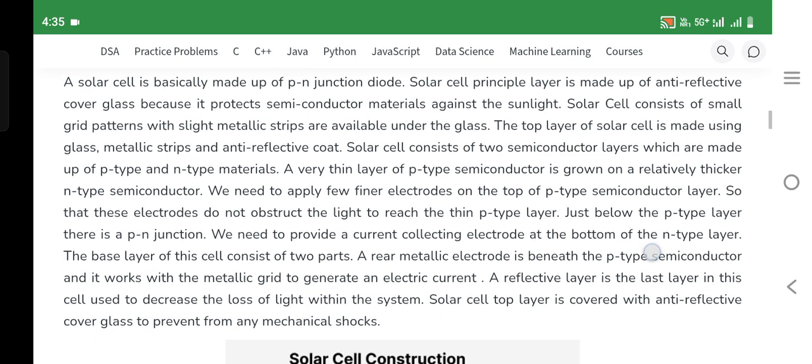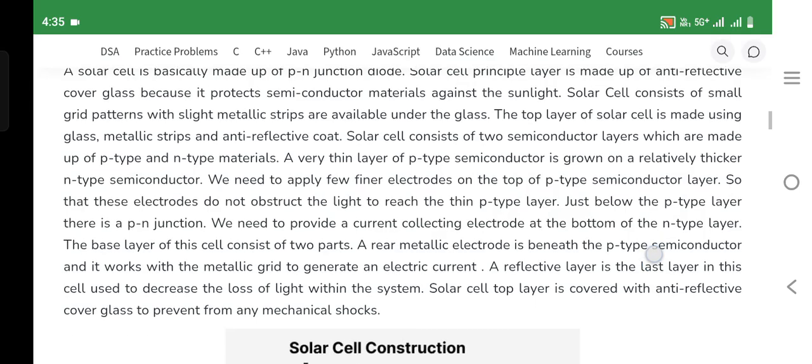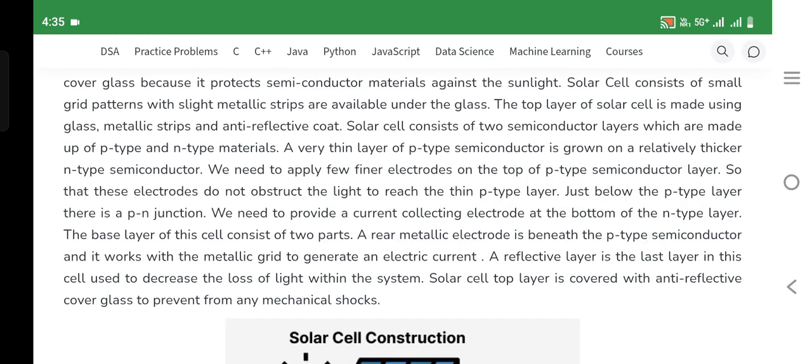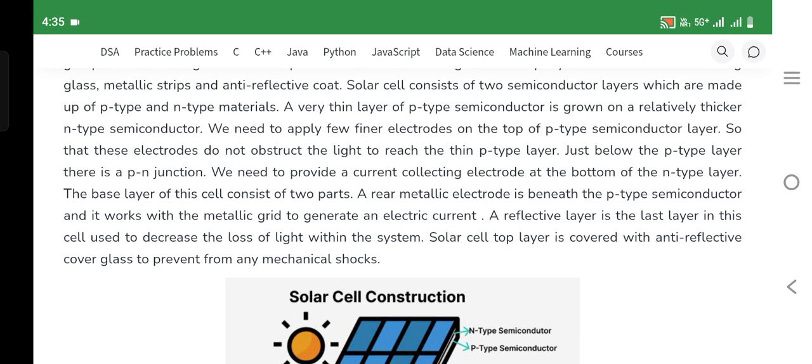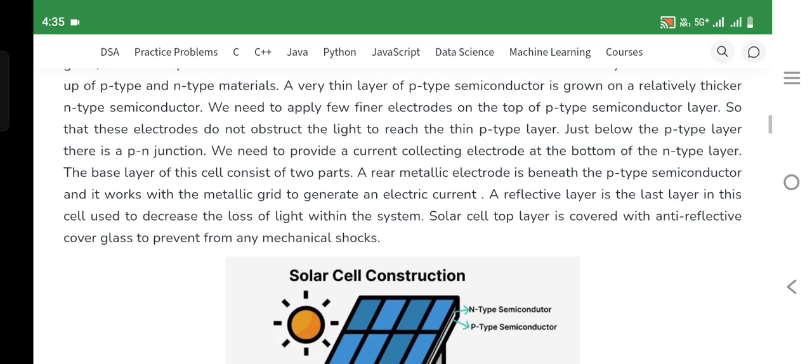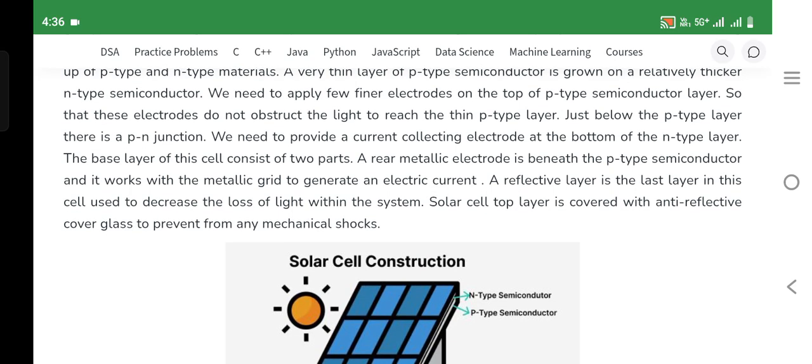A solar cell consists of two semiconductor layers made up of p-type and n-type materials. A very thin layer of p-type semiconductor is grown on the relatively thicker n-type semiconductor. We need to apply a few finer electrodes on the top of the p-type semiconductor layer so that these electrodes do not obstruct the light from reaching the thin p-type layer. Just below the p-type layer there is a p-n junction.